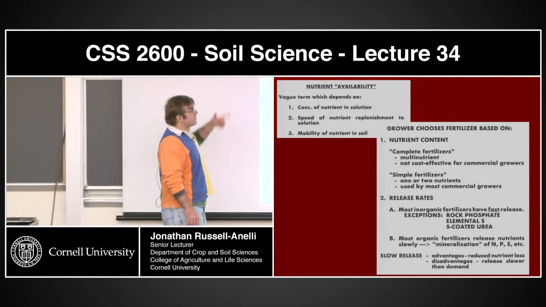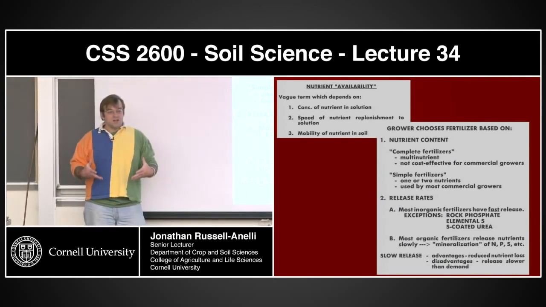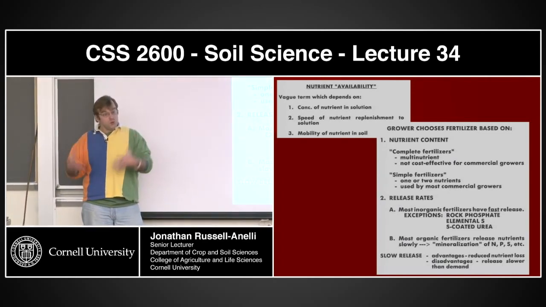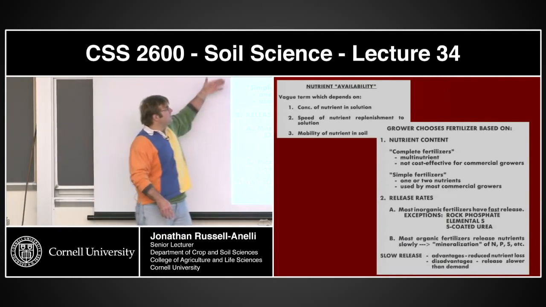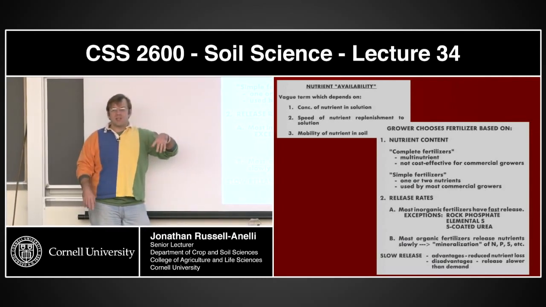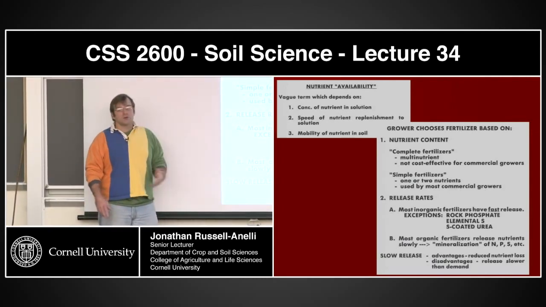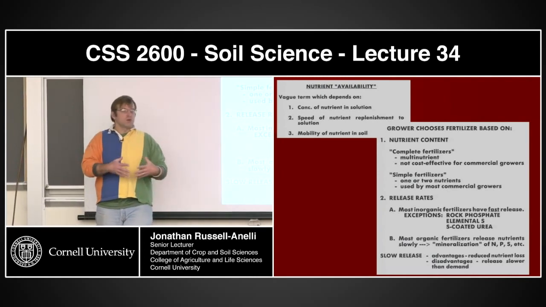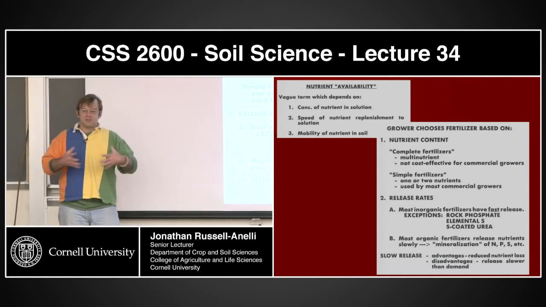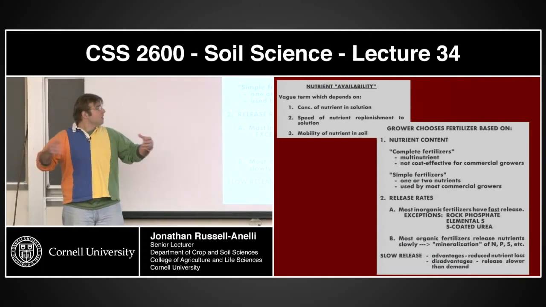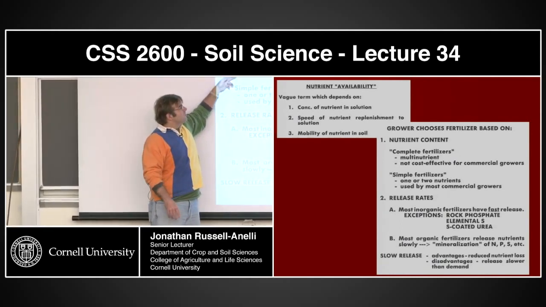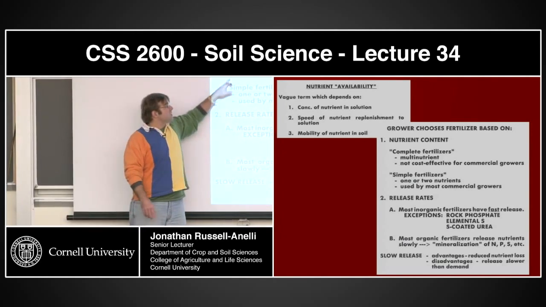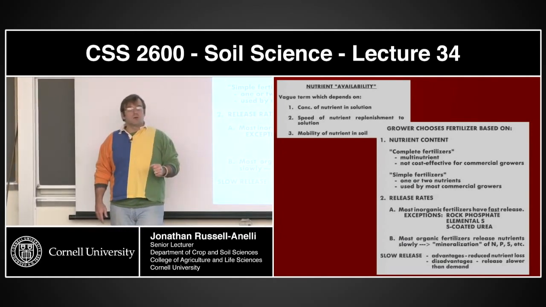So what are the things that we need to think about? Well, first, from a fertilizer's perspective, we need to understand how much nutrient is actually in that fertilizer. We have generally two different types of fertilizers on the market. One is complete fertilizers, which is like a broad spectrum vitamin, a multi-nutrient or multivitamin. The problem here is this is generally not cost efficient for commercial growers.